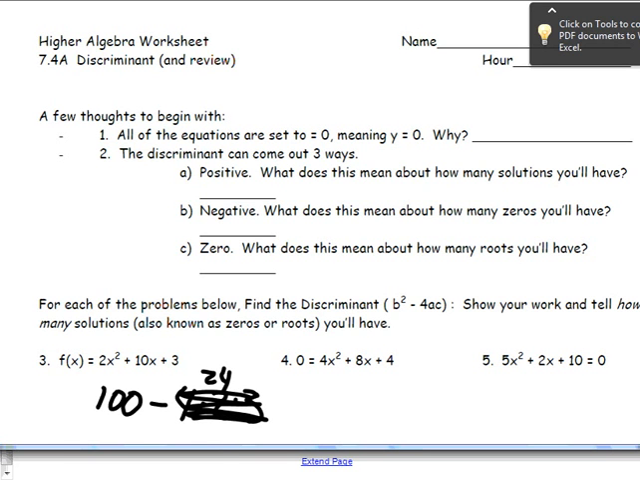76. Okay, I'll make that mistake. 76. So 76 is the answer. And then how many roots are we going to have then? 2. If you have a positive answer, you have 2 solutions. 2 real solutions, 2 roots. They're also known as zeros or roots.